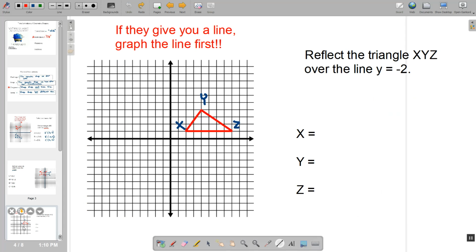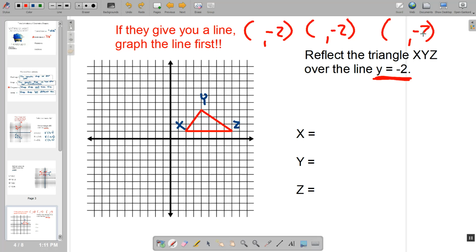So let's do one that's a little bit harder. In this case, we are reflecting the triangle XYZ, which I already graphed for you, over the line y equals -2. And I say up here in nice and red, if they give you a line, graph the line first before you do anything else. And so the line y equals -2, if you remember from our last unit, that means we need ordered pairs where the y value is -2. And the x value can be anything. So that means our y must be -2, -2, and -2. And our x can be any number. So I'm going to pick 1, 2, and 3 just to help me out.